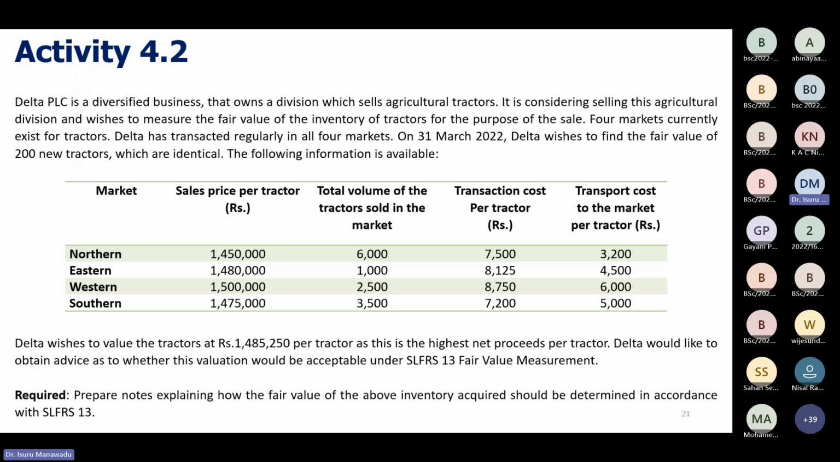So what is the fair value in that market? Sale price is 1,450,000. Transport cost should be deducted, 3,200. 1,446,800 multiplied by 200. How many millions? 289.36 million. Did you get that?